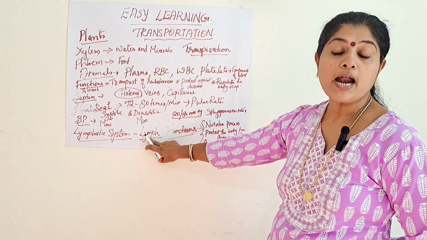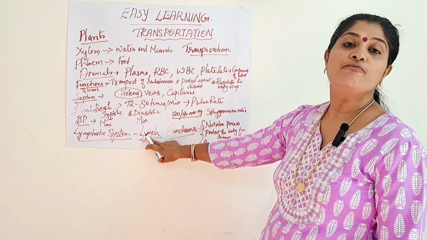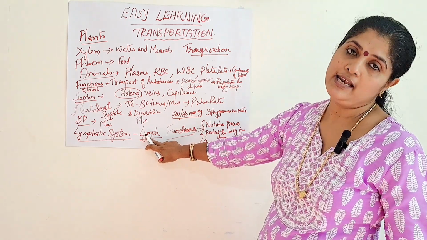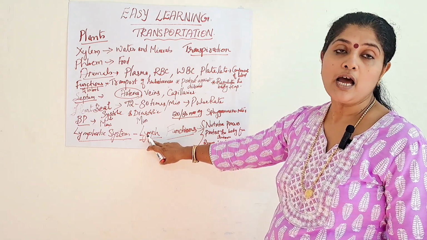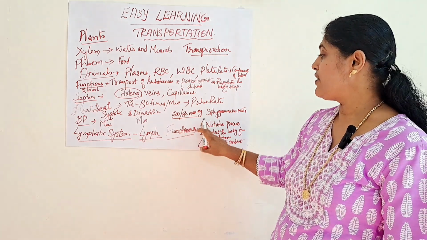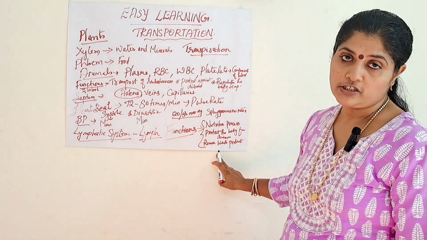What are the main parts? The lymph capillaries, lymph vessels, lymph nodes and lymph. So, these are the 4 main parts under the lymphatic system. And for the function, you should concentrate on all the 3 functions.